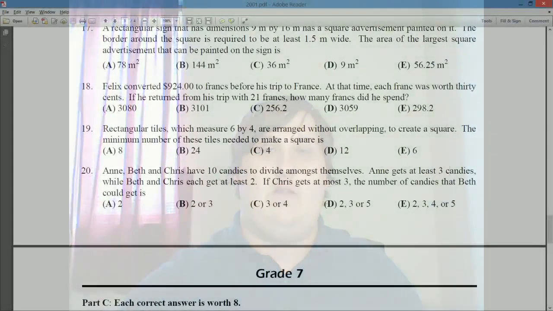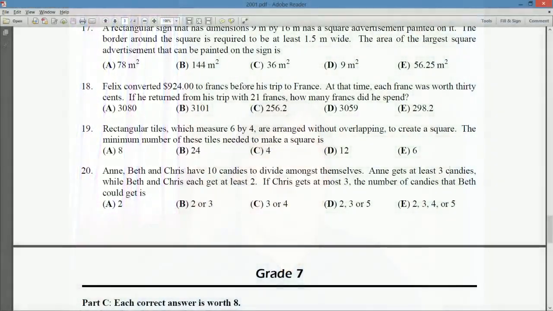We're going to continue looking at the Gauss paper from the year 2001, and that's the grade 7 Gauss paper, not the grade 8. You'll have to look elsewhere on my channel for the grade 8 Gauss from 2001. We're up to question number 19. Hopefully you've had a chance to take a look at it. So question 19.